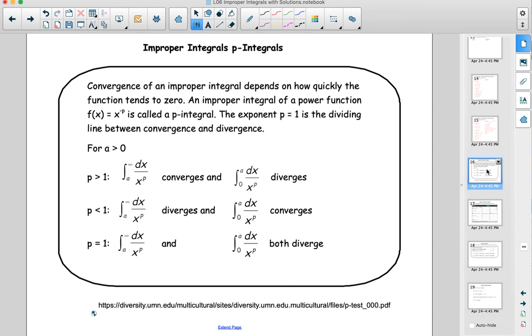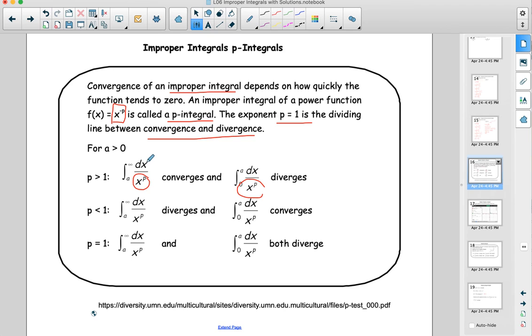Now let's move forward to what's known as a p integral. So, convergence of these improper integrals. We're backing up, thinking about dividing by x to the p. So it's an improper integral of a power function, and the power function we're looking at is x to the negative p. It's called a p integral, and the exponent p equals 1 ends up being the dividing point between convergence and divergence.